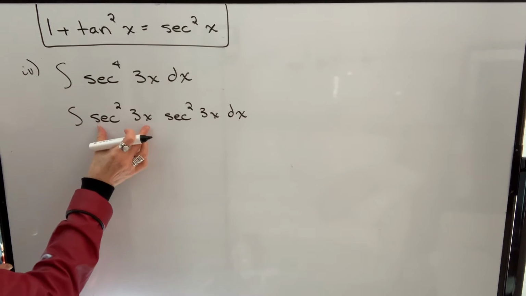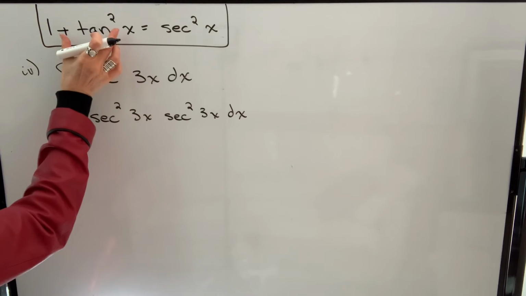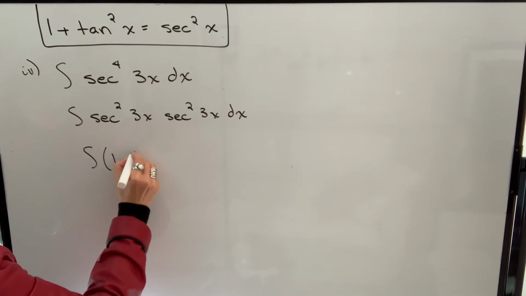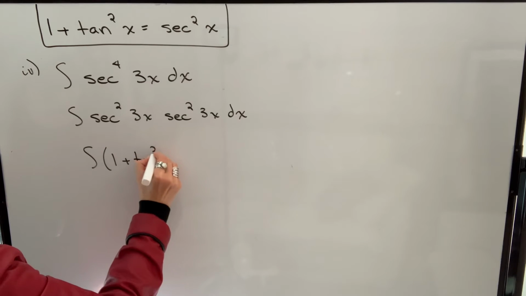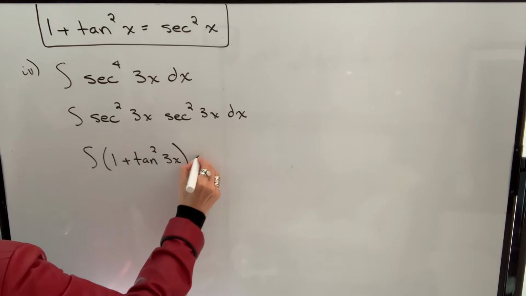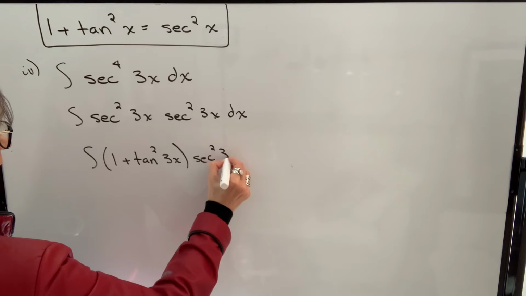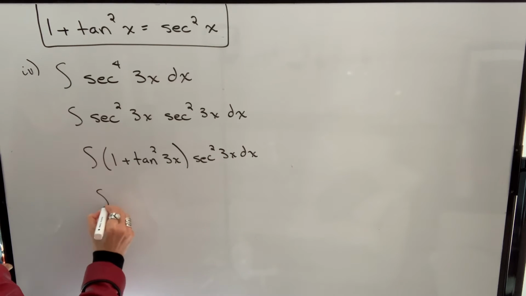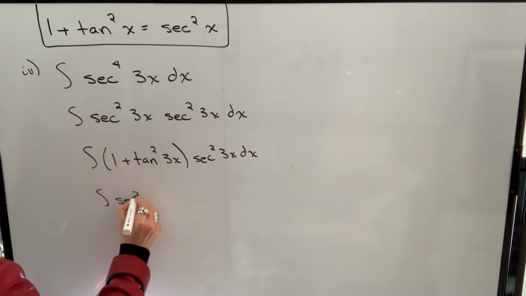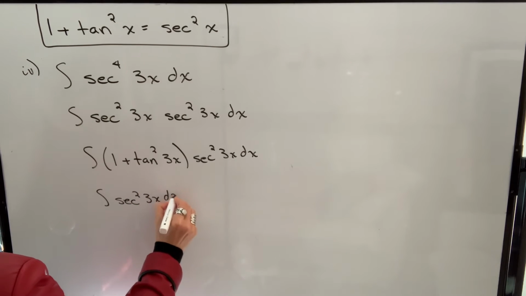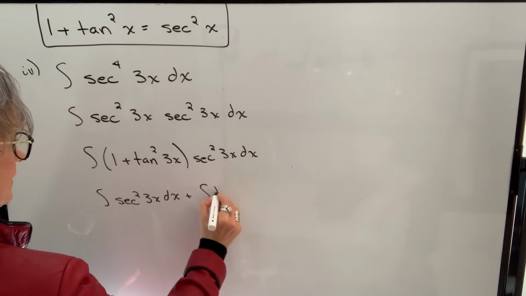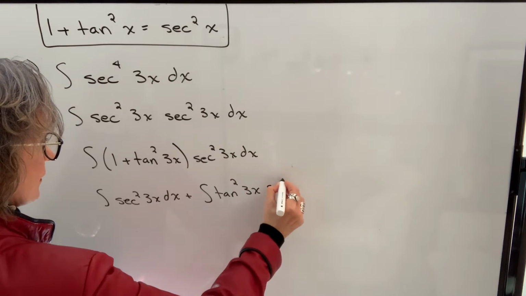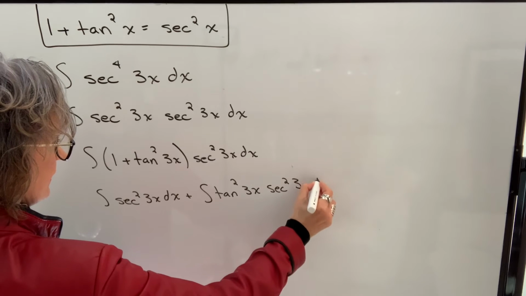I'm going to replace this secant squared 3x with my Pythagorean identity. It will be 1 plus tangent squared 3x times secant squared 3x dx. And then I'm going to break it up into two integrals. So it will be the integral of 1 times secant squared 3x dx plus the integral of tangent squared 3x secant squared 3x dx.